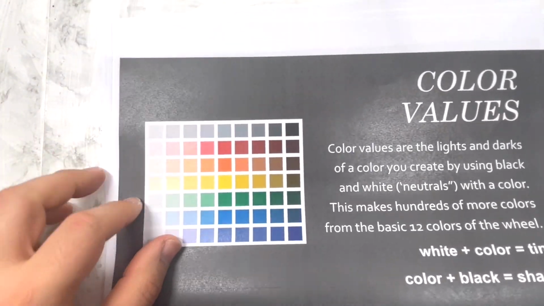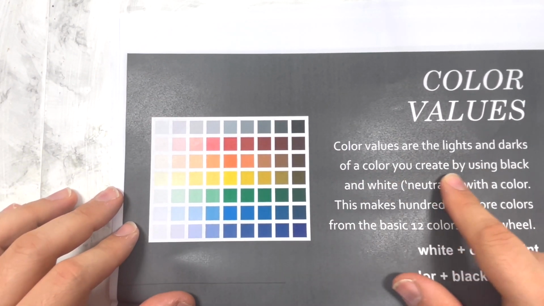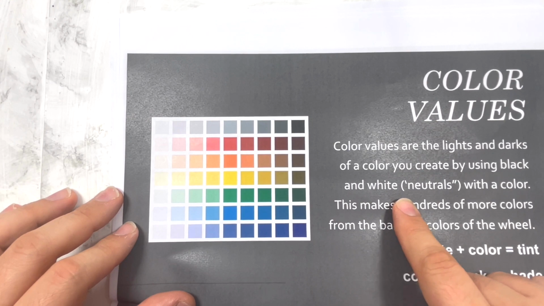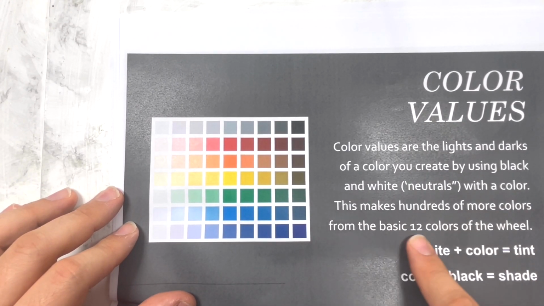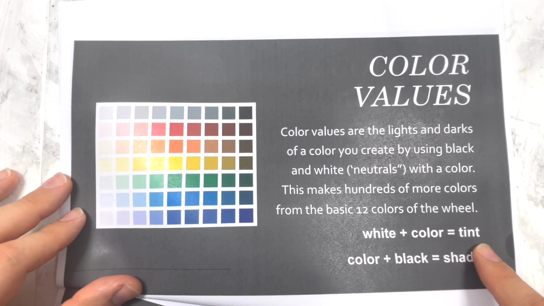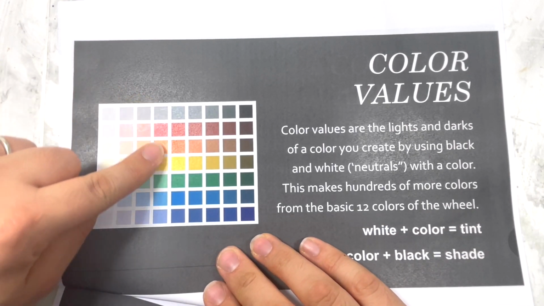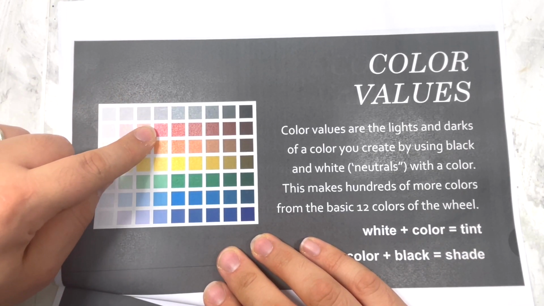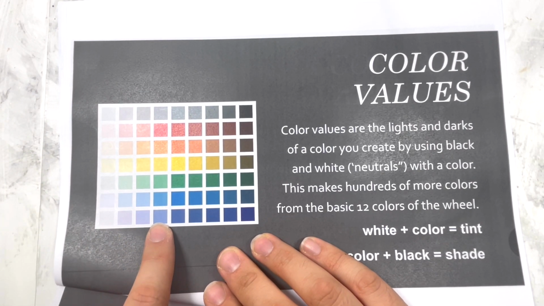The color values. Color values are the light and dark of a color, which you create by using black and white as a neutral with a color. This makes 100 or more colors from the basic 12 colors of the wheel. So white plus the pure color is a tint, and black plus the pure color is a shade. So if this is a color, for example, gray, red, orange, yellow, green, blue, and this really nice violet.